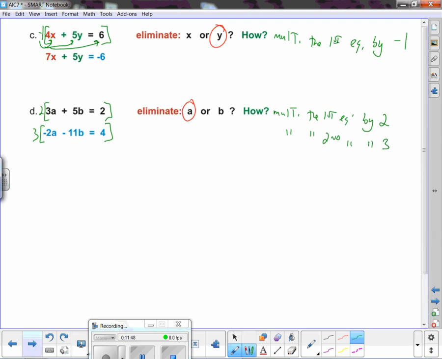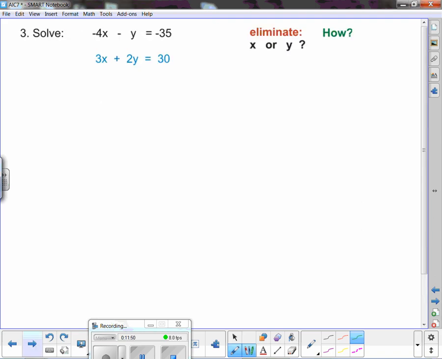So let's go on to some actual problems now, and let's solve the actual problem. All right, so number 3. Here we've got the system. We've got the black equation, negative 4x minus y equals negative 35. We've got a blue equation, 3x plus 2y equals 30. So our first choice, what do I want to eliminate, the x's or the y's? So you take a look.